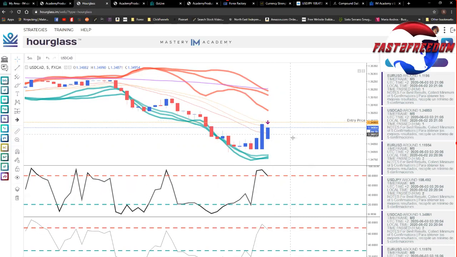But right now, look, it's giving another arrow, and we're looking at 999 to get in. So USD is weaker than CAD. This is a good setup right here, a sell.